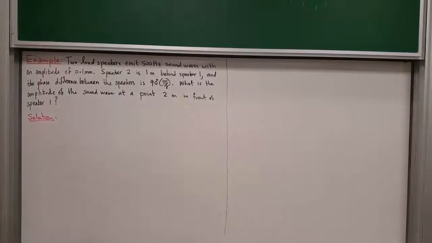So here's an example of two loudspeakers that emit 500 hertz of sound waves with an amplitude of 0.1 millimeters. Each speaker is emitting the same thing. Speaker 2 is 1 meter behind speaker 1, and the phase difference between the speakers is 90 degrees or pi over 2. What is the amplitude of the sound wave at a point 2 meters in front of speaker 1?